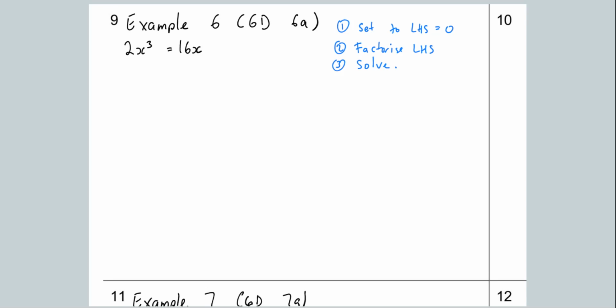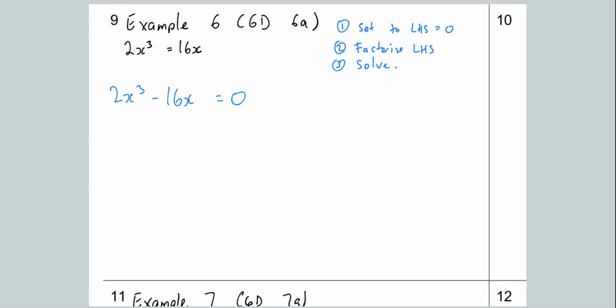I'm going to subtract 16x from both sides to get 2x cubed minus 16x is equal to 0. Now I'm going to factorize, and please, please, please don't forget the first step in factorizing is to look for a common factor. So what's the highest common factor?